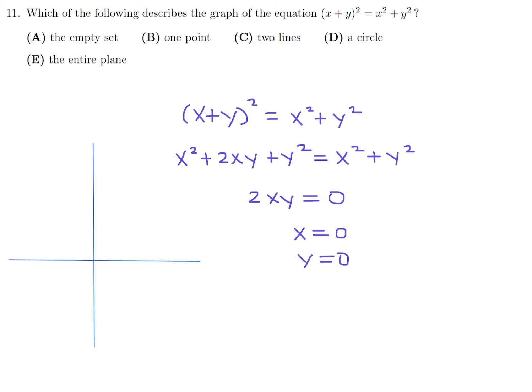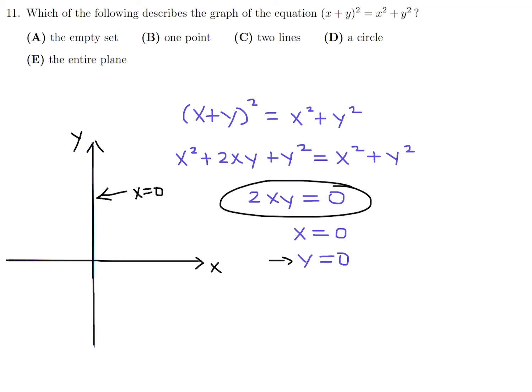x equals 0 is what? Well, x equals 0 is basically the y-axis from top to bottom right there. That is x equals 0. Y can be anything, but x is always 0. And then y equals 0, that is the x-axis. X can be anything, but y is always 0. So basically, this means the x-axis and the y-axis, and both of those are lines. So therefore, the answer to this question is 2 lines. So number 11 is C.